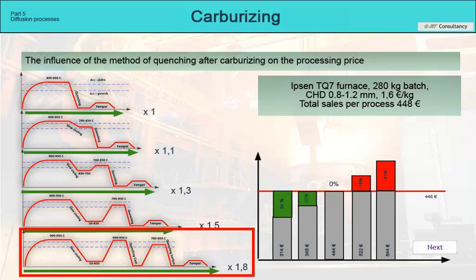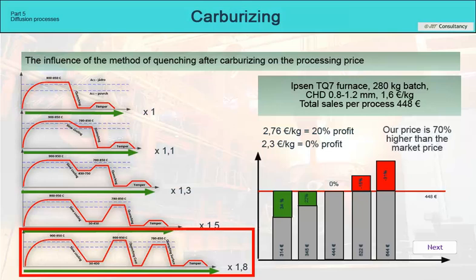At a price of 2.3 euros per kilogram, we will be at zero. Only at a price of 2.76 euros per kilogram will we have a 20% profit per process. However, this price is 72% higher than the market price for this carburizing depth. It is therefore necessary to negotiate with the customer whether the choice of the optimal structure is economically feasible.